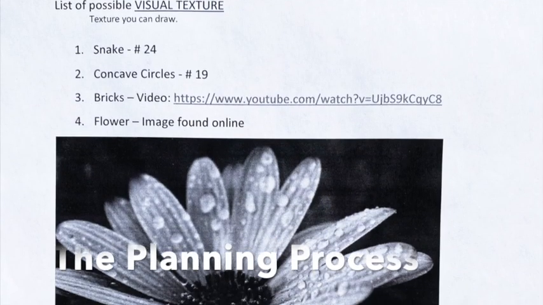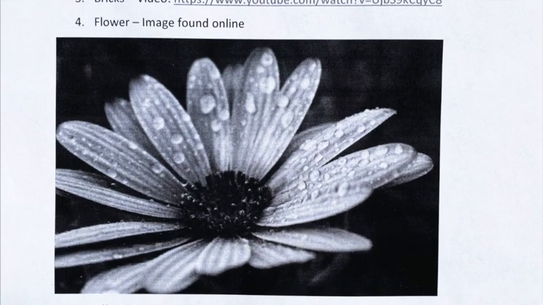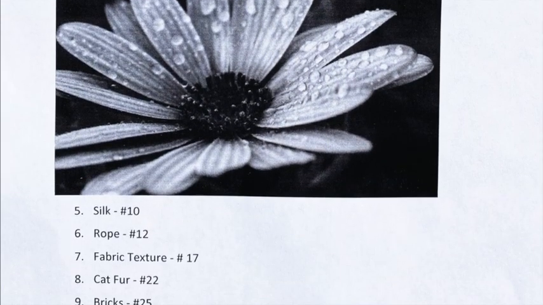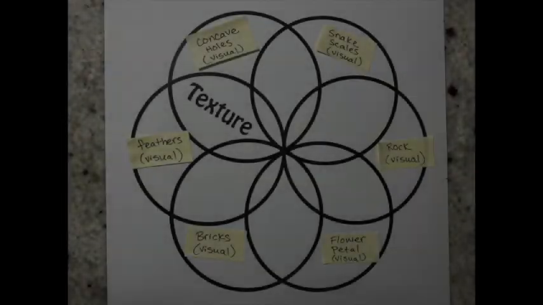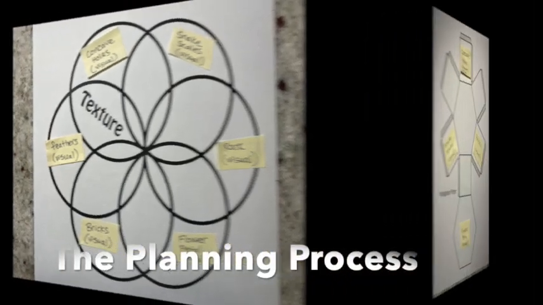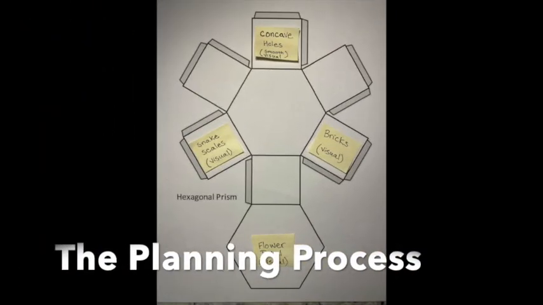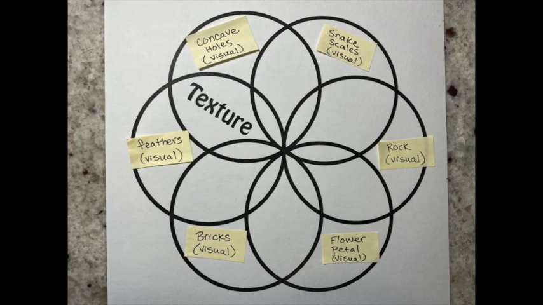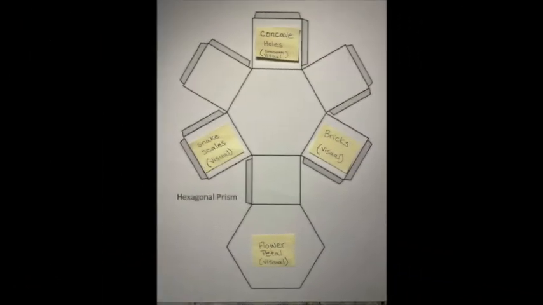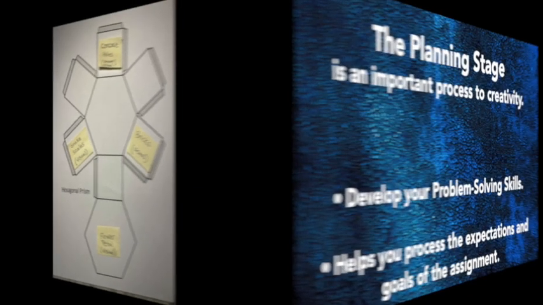The first thing you needed to do was come up with a list of visual textures that you wanted to draw. After you came up with your list of 10 possible visual drawings that you might want to include, you were supposed to dwindle that list down and decide where you wanted to place it on your final worksheet.